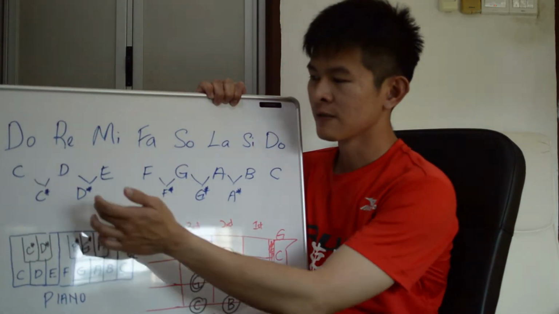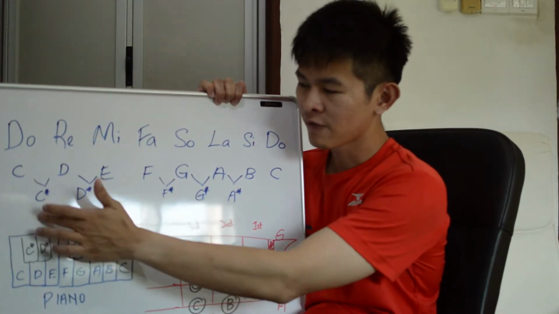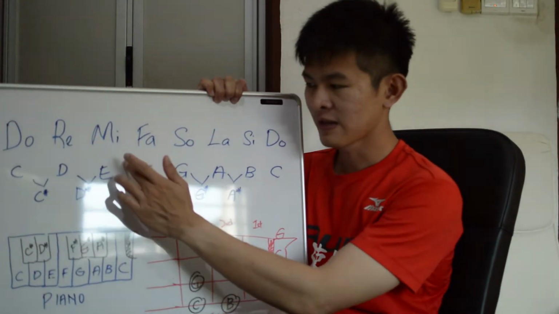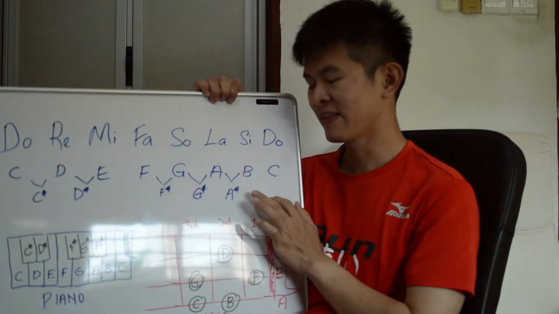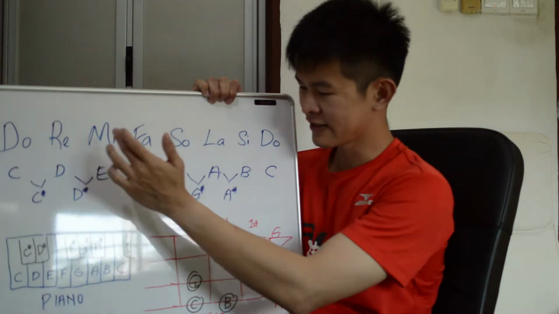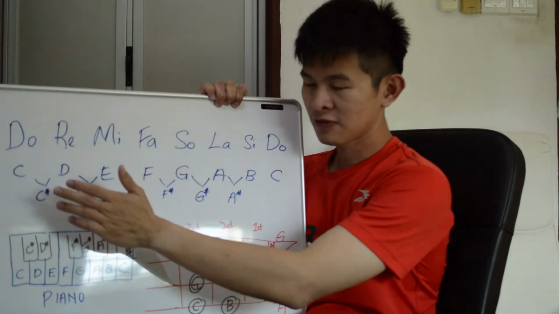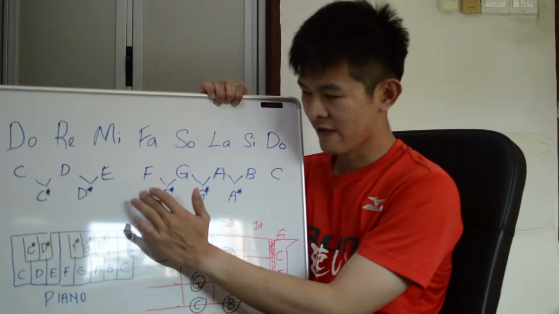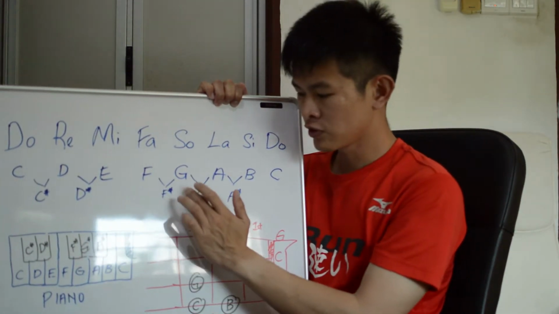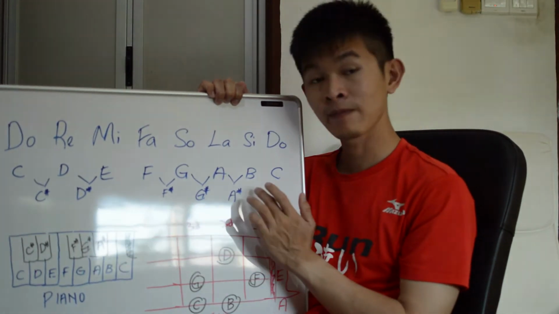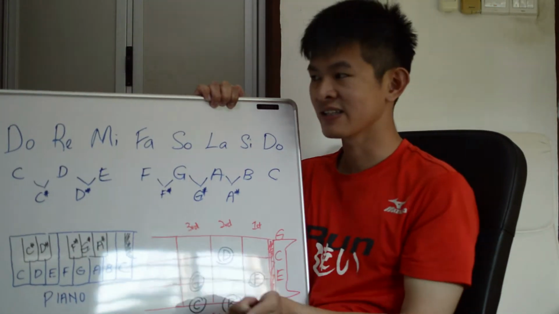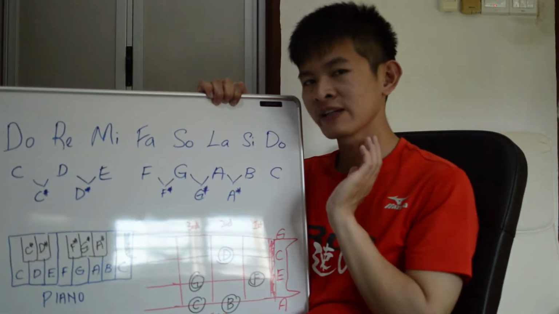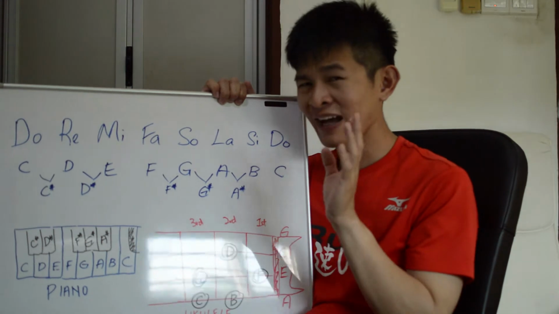So how do you remember? Two full notes, then a half note; three full notes, then a half note. So actually it repeats. Let me repeat again: C, C sharp, D, D sharp, E, F, F sharp, G, G sharp, A, A sharp, B, then repeat again, C. I know that if you do not have any music theory, it's kind of hard to understand.